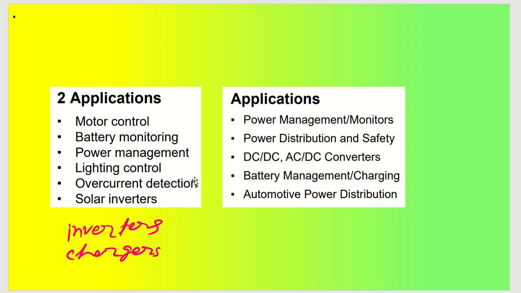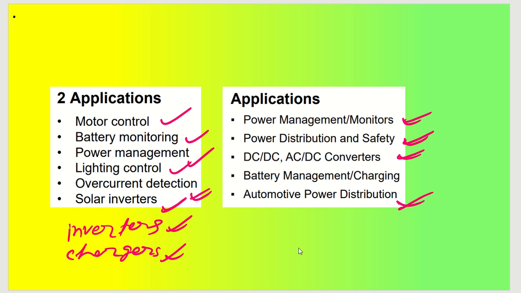So in list form, you can quickly see applications of current sense amplifiers in motor control, battery monitoring, power management, and lighting control. We have overcurrent detection. Let's say in a line, current is flowing more than the threshold limit, then you can detect that with this. We have solar inverters, as I told you, inverters, chargers, something like that. We have power monitors, power distribution and safety, DC-DC and AC-DC converters, and automotive power distribution. So all these places we will be needing current sense amplifiers.